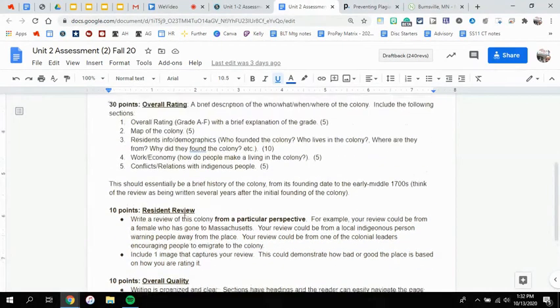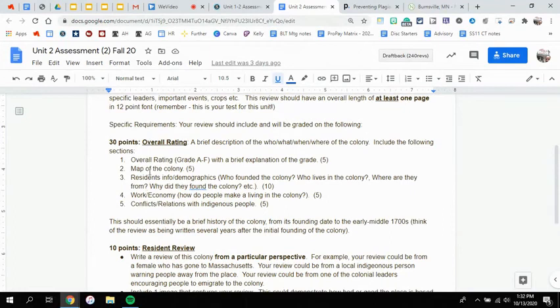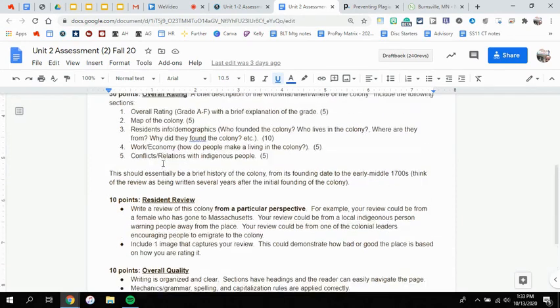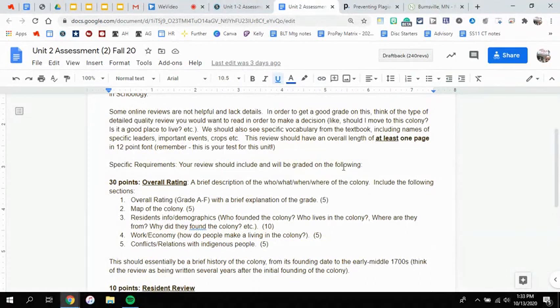If you think of these bullets under this section for the overall rating as each of those is a piece, and then you think of the review as an additional chunk of the project, then you'll have all the pieces that you need. Today is a work day, so use the rest of the hour to start planning, to gather information, to start putting things together. And then again, tomorrow on Wednesday, if you have any questions, I can address all of those.